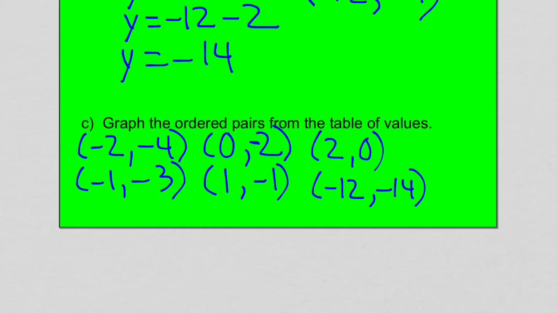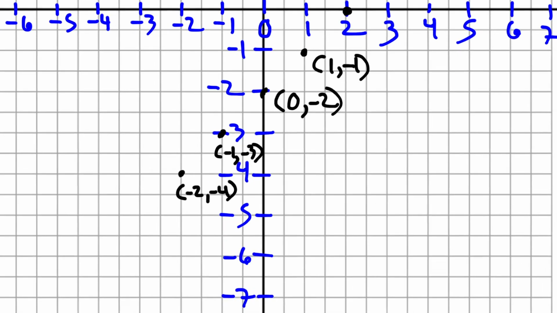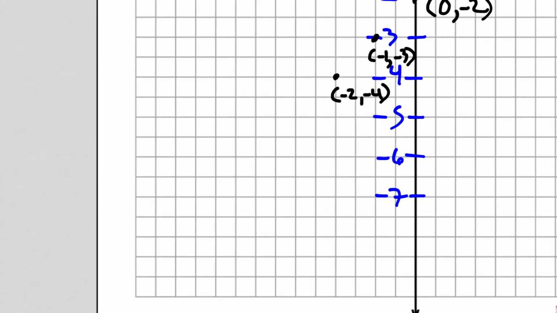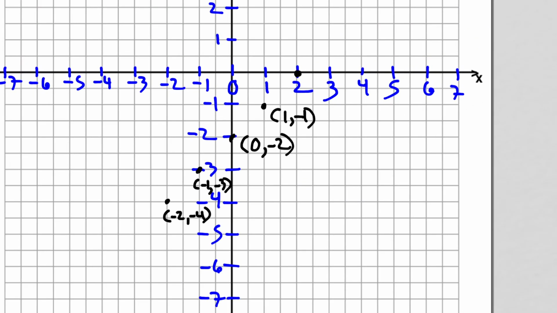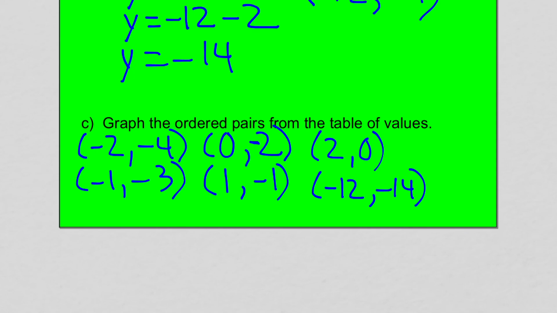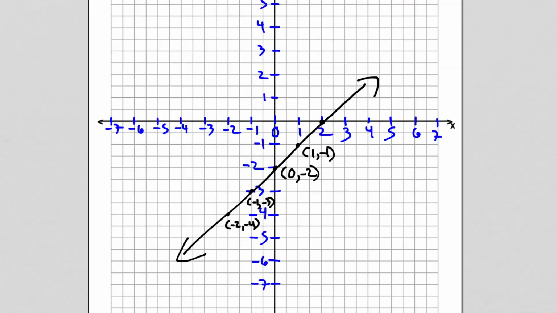Now we also have -12, -14, which would go off of our graph, but it would still fall on this line that we've made. And we're going to join the points on this line because this linear relation is a straight line, and it's not just the points on this line. We put arrows on indicating that this can go on forever in both directions. And this is the graph of the equation, y equals x minus 2.